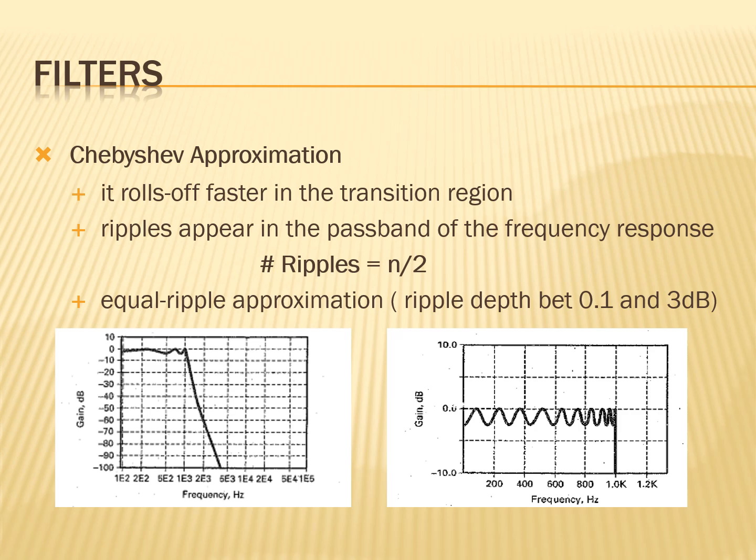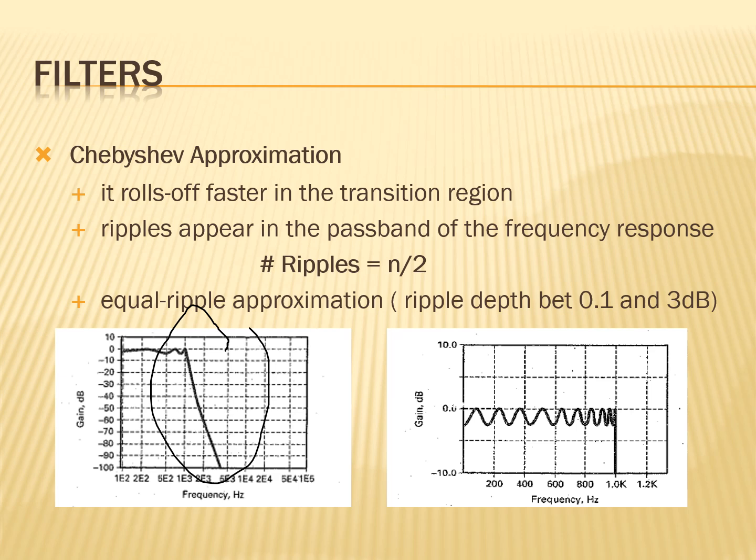Next, in some applications, a flat passband response is not very important. In this case, we have a Chebyshev approximation. It has the same specs as the Butterworth, but if you compare it with the previous slide on the Butterworth, it has a faster roll-off in the transition region. So the Chebyshev approximation rolls off faster in the transition region.